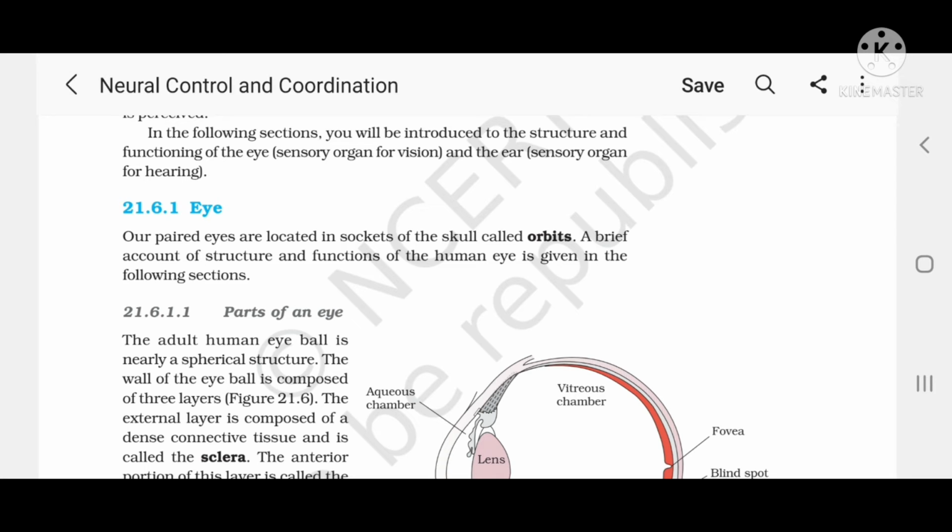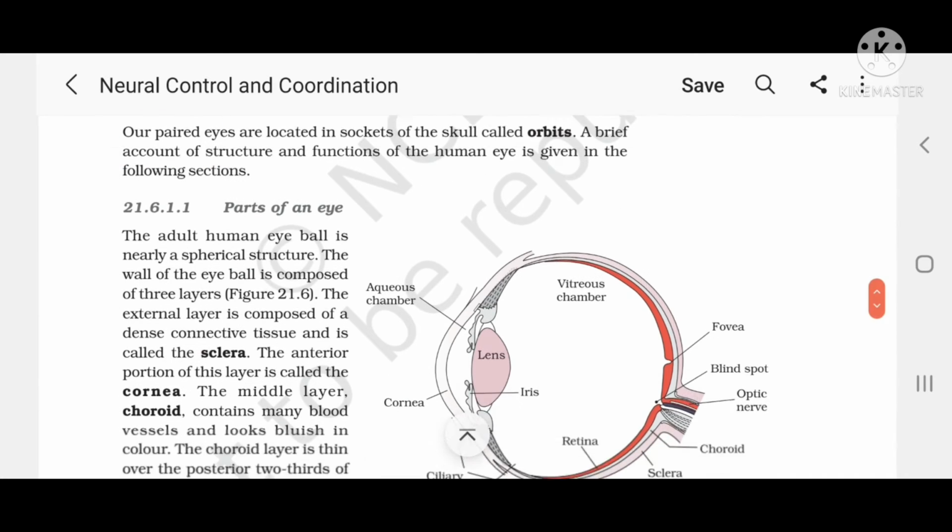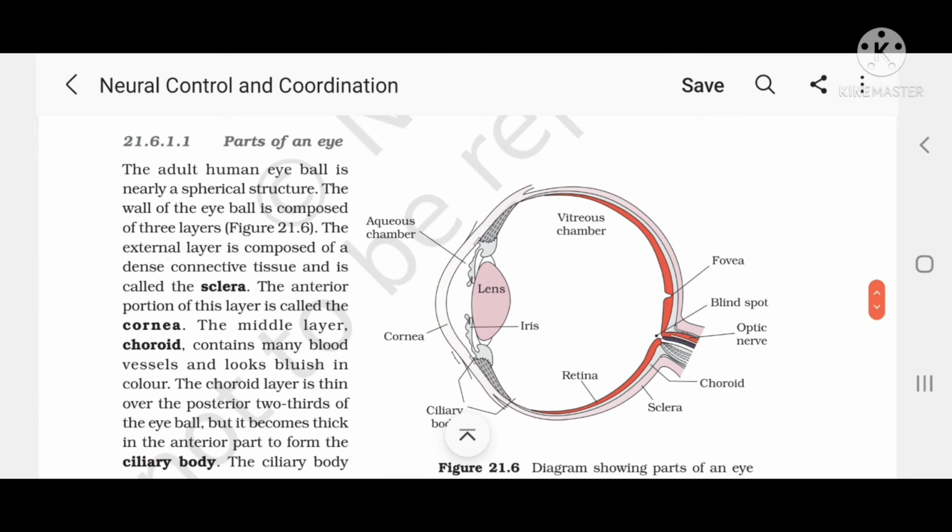21.6.1 Eye. Our paired eyes are located in a socket of the skull called orbits. A brief account of structure and functions of the human eye is given in the following sections.